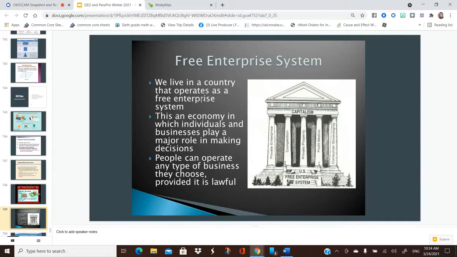It says we live in a country that operates as a free enterprise system. This is an economy in which individuals and businesses play a major role in making decisions. It's like the CEOs of companies. They have a lot of influence. They have a big role in deciding how the economy is going to either do well or not do well. People can operate any type of business they choose as long as it is lawful or legal.